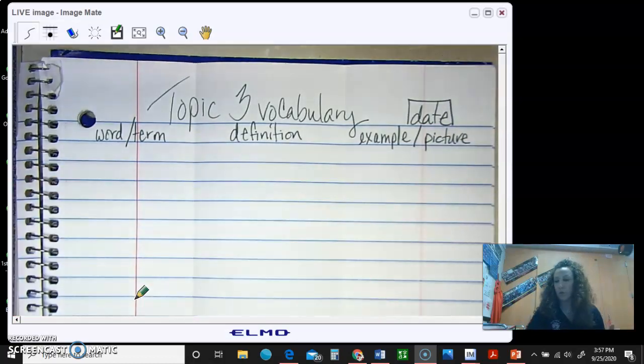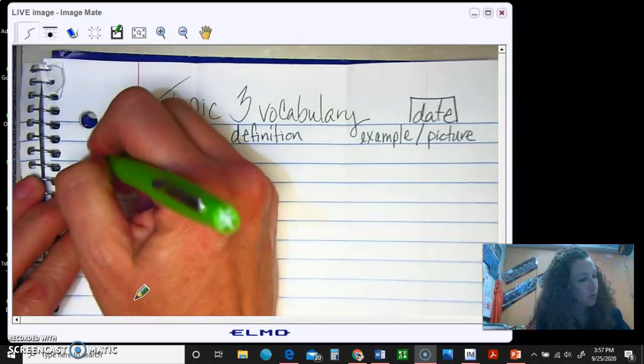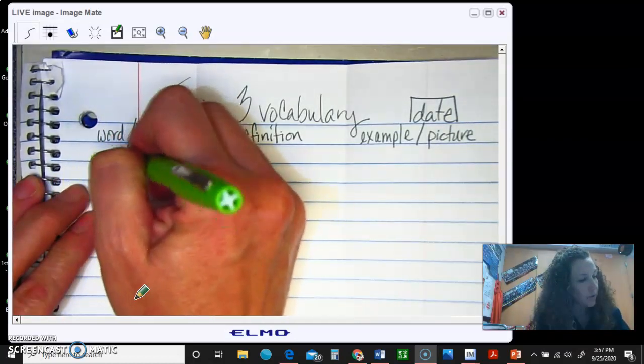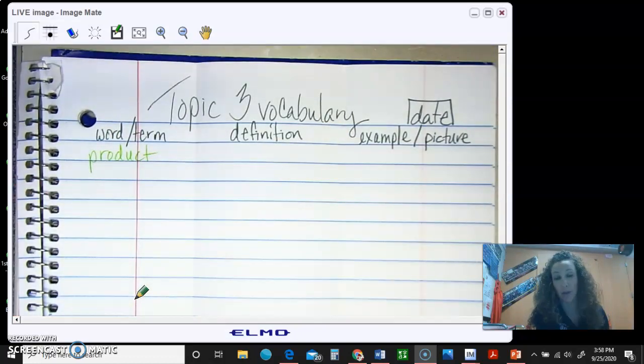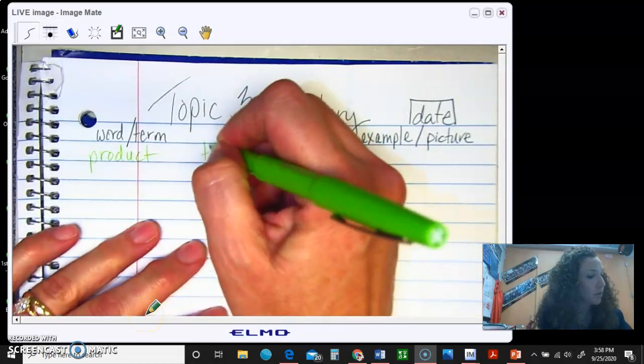Okay, so the first word that we are working on, hi Charlie, is product. Okay, that is not a new math word. You are familiar with that. So write in product. Okay, and the product is what? Think about it. It should be popping into your head because you should know this word. The product is the answer to a multiplication problem.